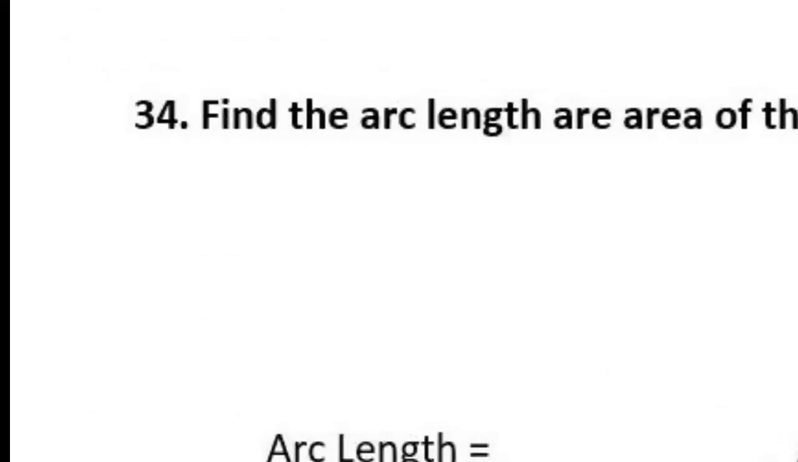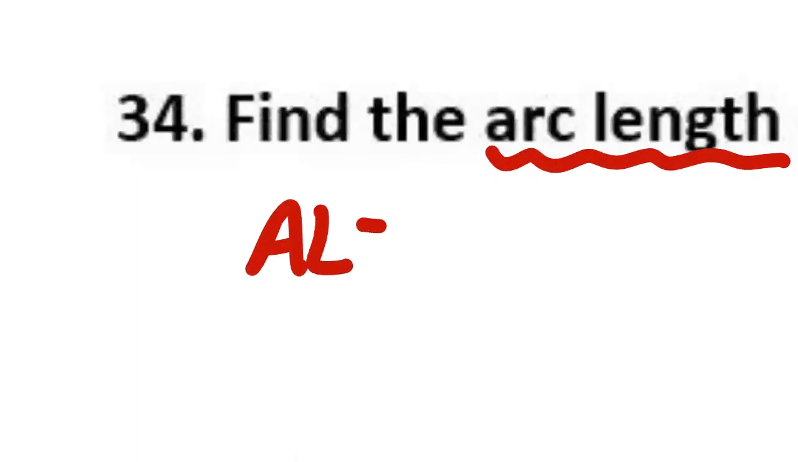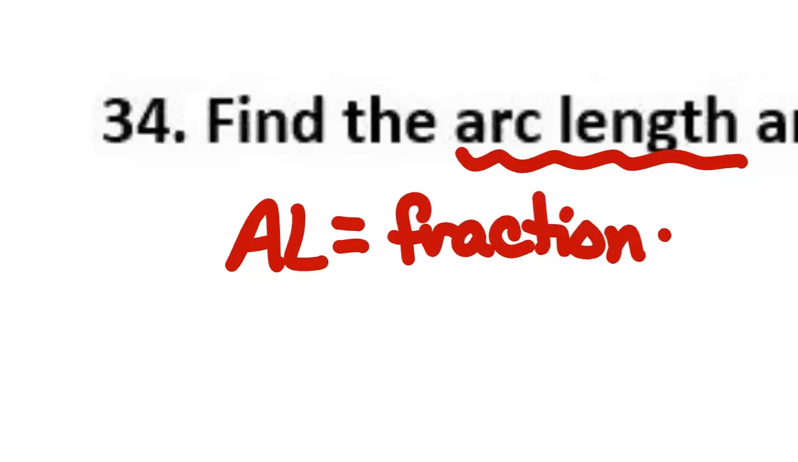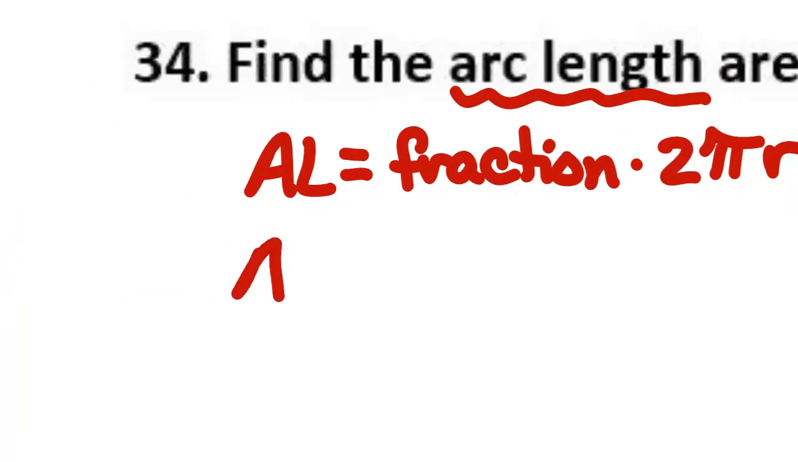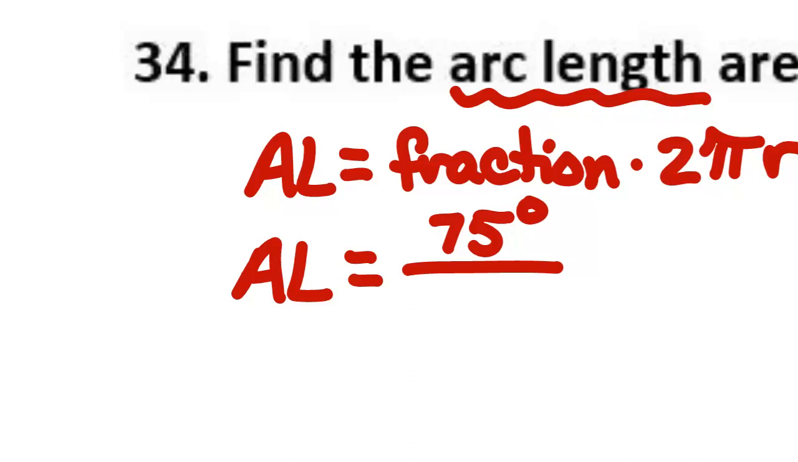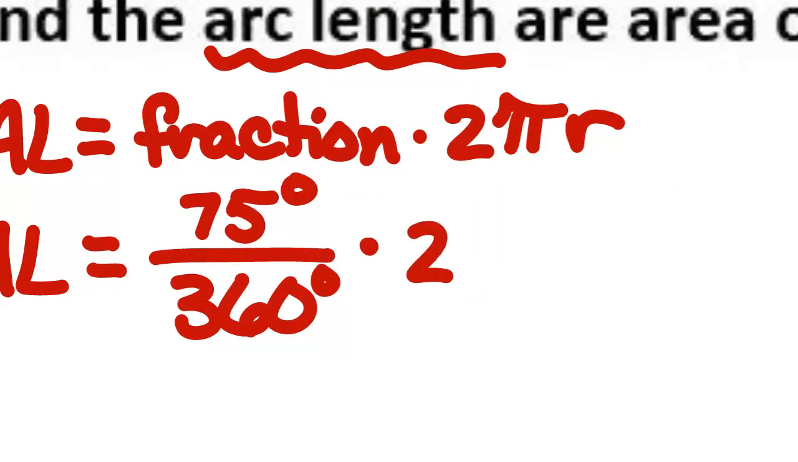There's 34. To find the arc length of a sector, the arc length is equal to the fraction of the circle that we are looking at times 2 pi r. Well, the fraction of the circle that we are looking at is 75 degrees out of how many total degrees in a circle? We have 360. So 75 out of 360 times 2 pi times our radius of 14.